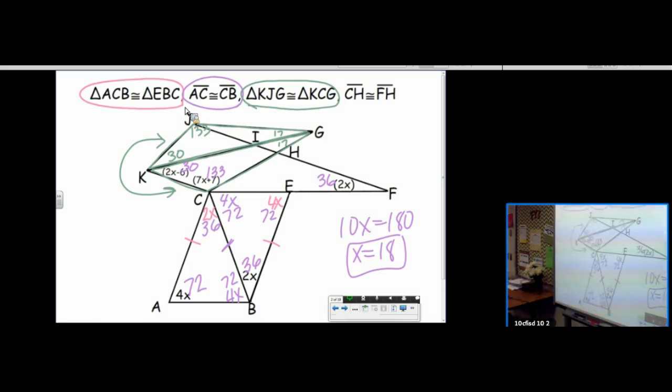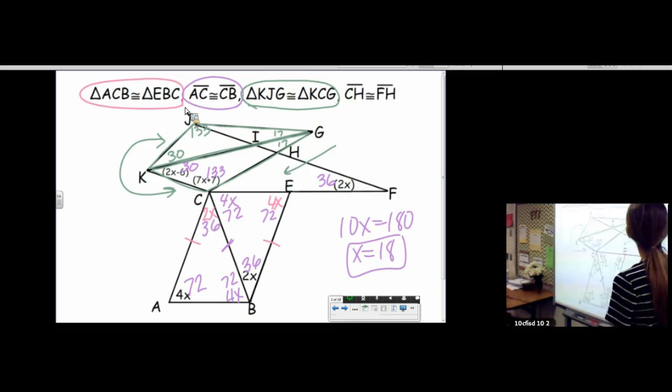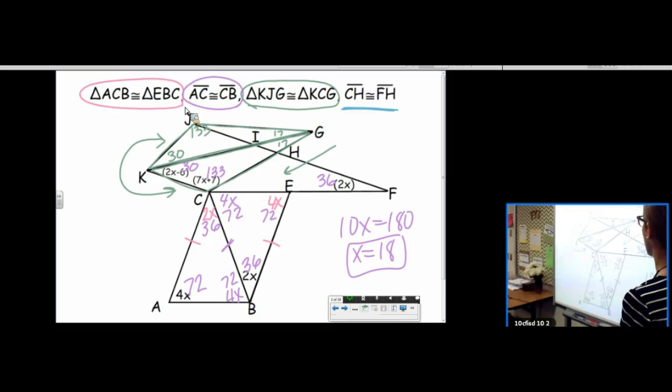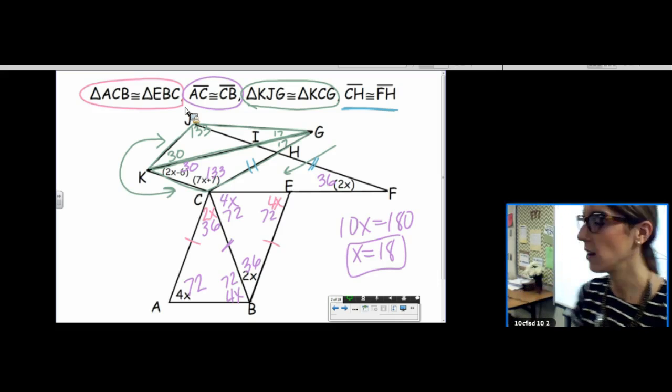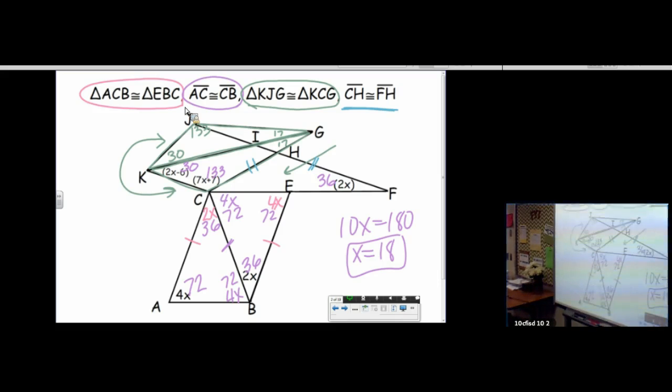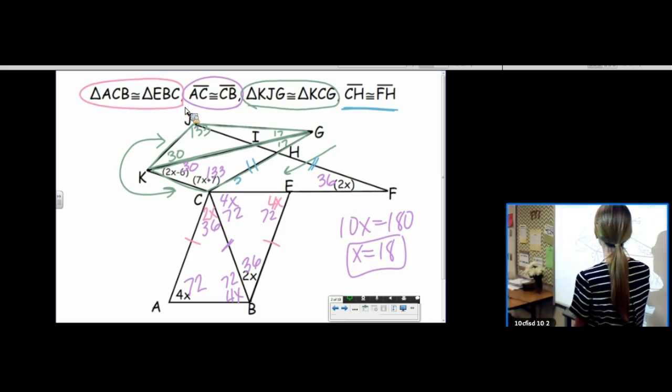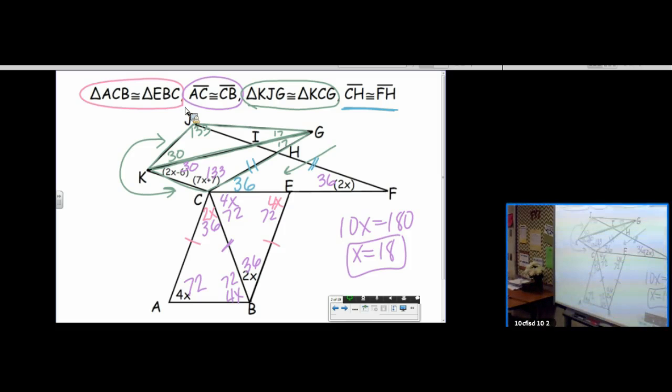Okay, we need to work within that other triangle. We need some more information. How can we work our way into this triangle right here? Let's look at our next piece of information. CH is congruent to FH, which does not look like it's drawn to scale, but we'll take it, right? We'll take it. CH, FH. Okay. So by the isosceles triangle theorem, the base angles are congruent, 36, 36.